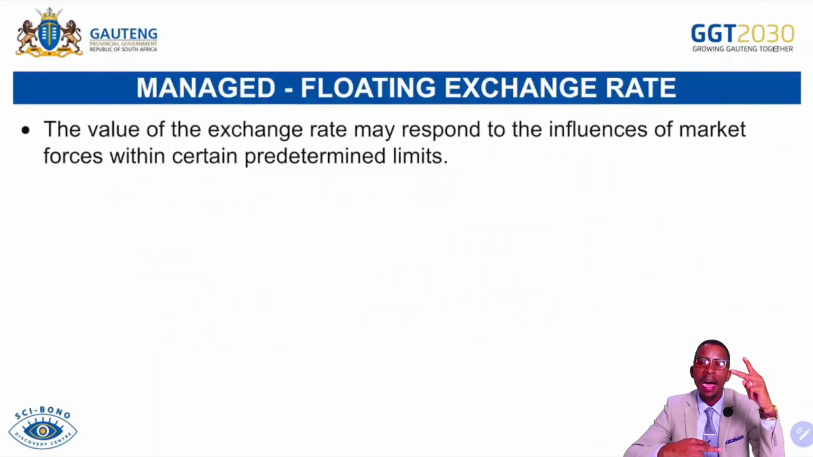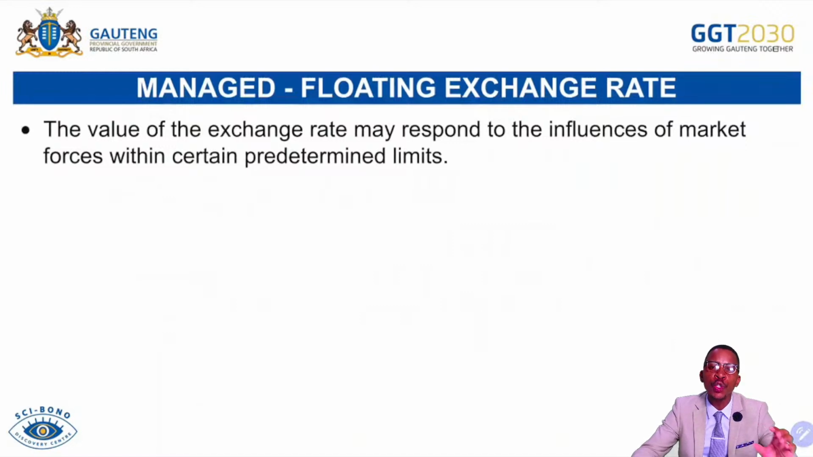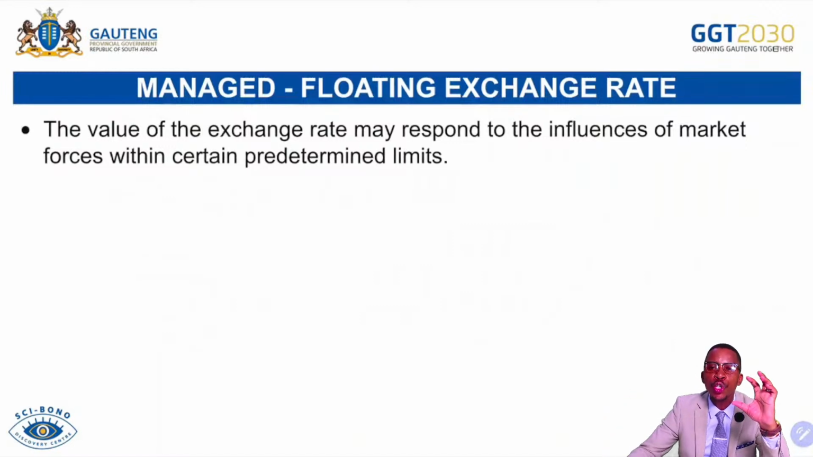12 and 6 are limits, meaning that the currency cannot be weaker beyond 12 rand, and cannot be stronger beyond 6 rand. So it can move up and down between 6 and 11.99, but cannot go above 12. That means it's a controlled floating. It is indeed floating, but under controlled conditions. Limitations have been set and predetermined by the government.